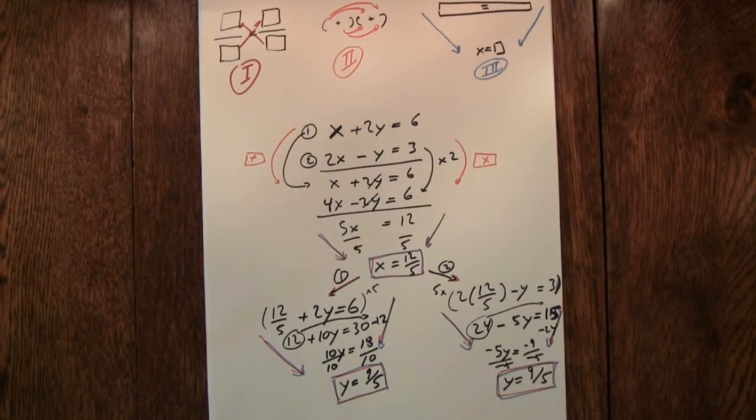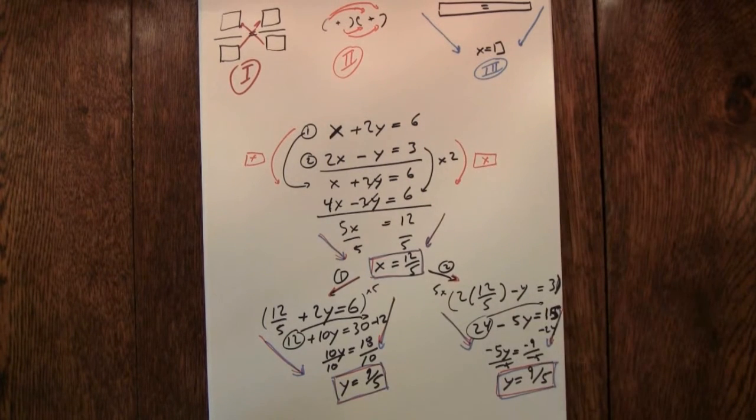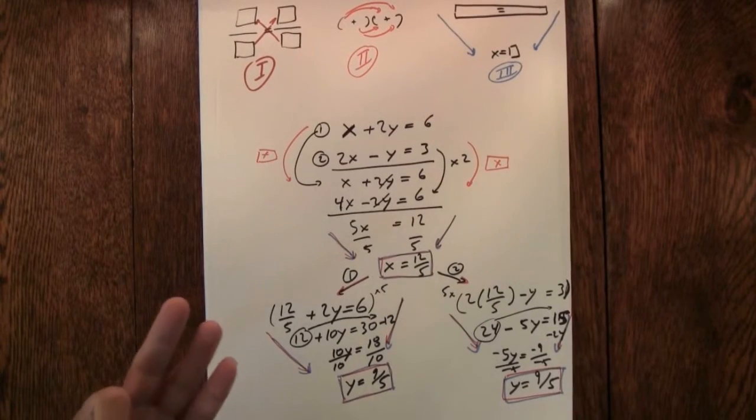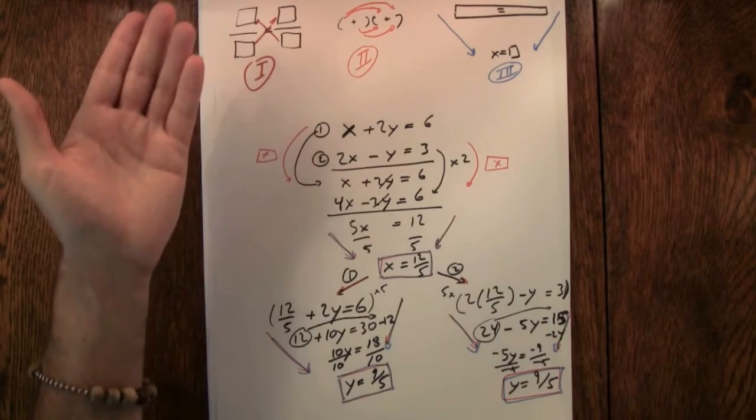right? So this is a system of equations using two variables, right? Let's do a system of equations using three variables. And you'll see this pattern emerge. This is going to be embedded within the other one, right? So let's take this aside.